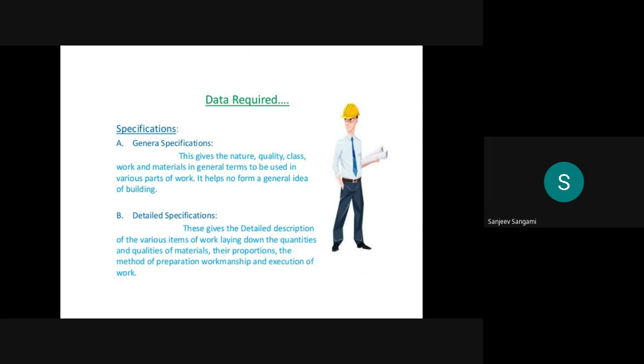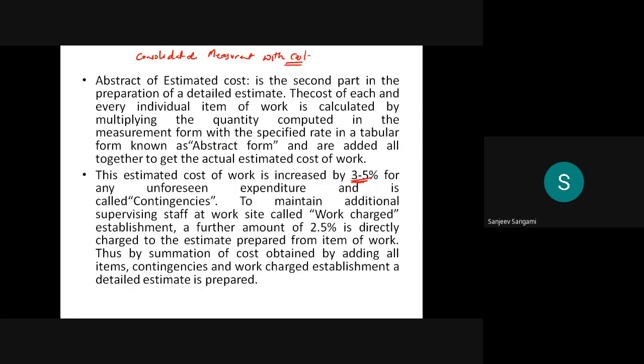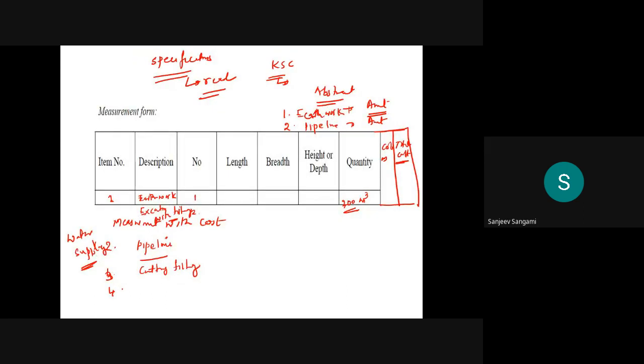And one more thing: most of the time, in the measurement form we will not include any of the contingencies and workmanship establishments. Even for the preparation of a DPR, and GST for any of the government works, all this has to be added into the abstract only, and some of the miscellaneous items also have to be added in the abstract.